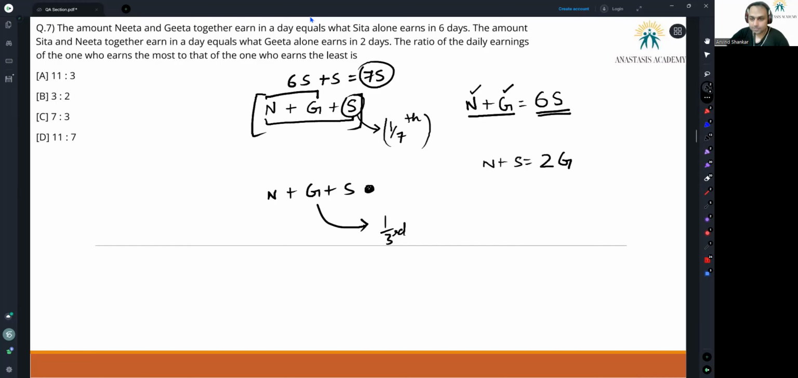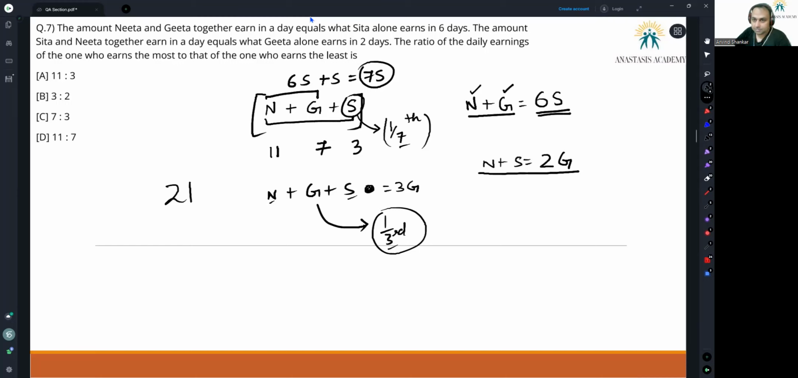In the same way, N plus S, if that is equal to 2G, Nita and Sita, if they are equal to 2G, can I say altogether they earn 3G? And Geeta earns 1/3 of what they earn in total. सब हम बता रहे हैं, let them together earn 21 rupees. 7 और 3 का एलसीएम ले लिया, 21 रुपीज. सीता वुड अर्न 3 रुपीज, गीता वुड अर्न 7 रुपीज, therefore Nita would earn 11 rupees.